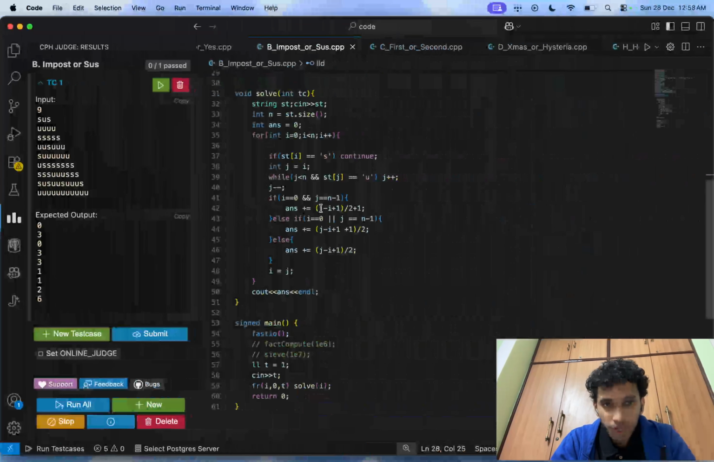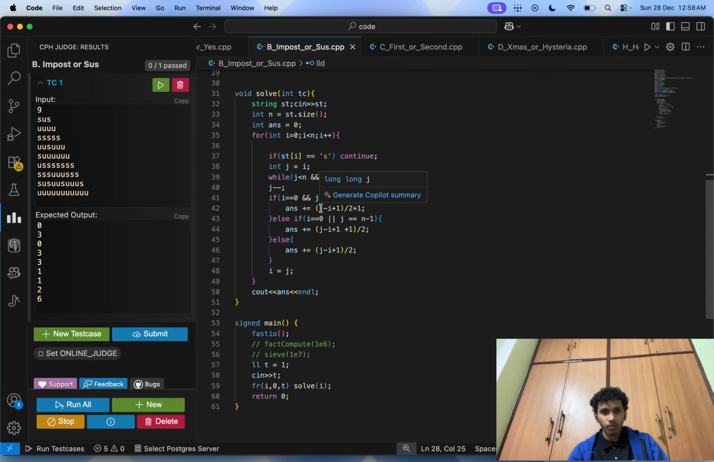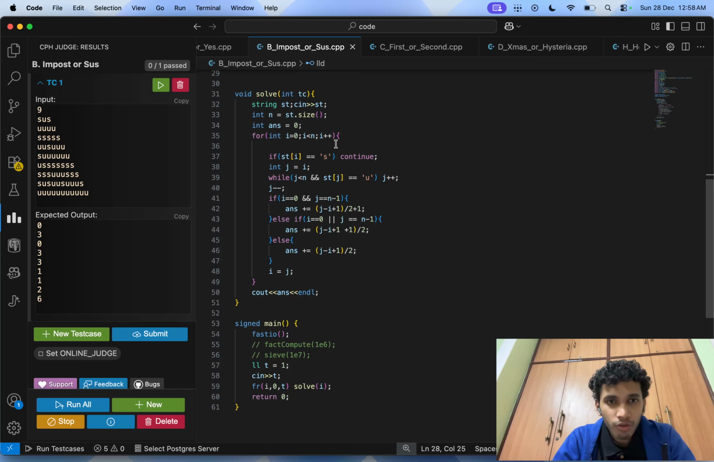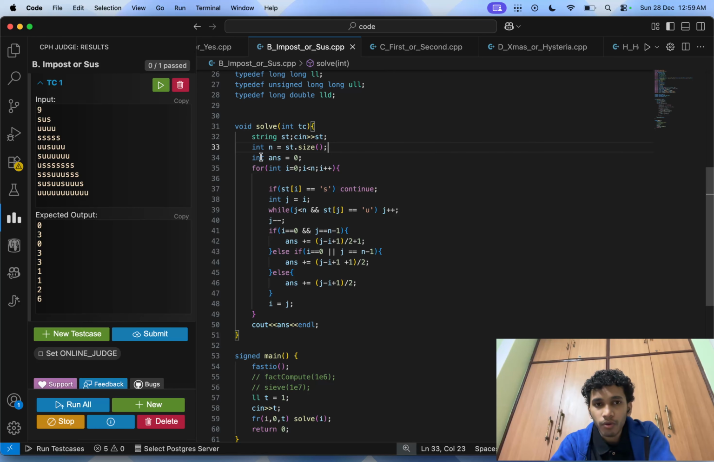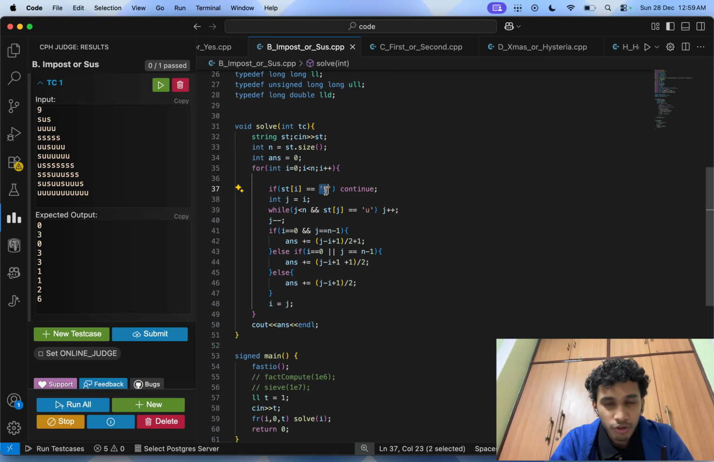So let's move to the implementation part. So this is the implementation. We have a string. Find out the size of the string using the function. Now the answer contains the number of operations we need to apply. We are finding the consecutive U's using this operation.